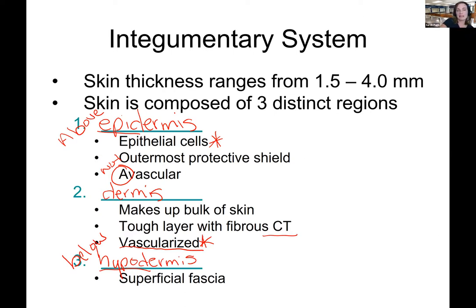It is made of, I'll write it over here, adipose tissue. So it is made of fat. It serves a lot of functions, the same functions that fat does. So it insulates, it cushions, it protects. Now, a lot of times we'll call the hypodermis, we have different names for it. One term is called the superficial fascia.